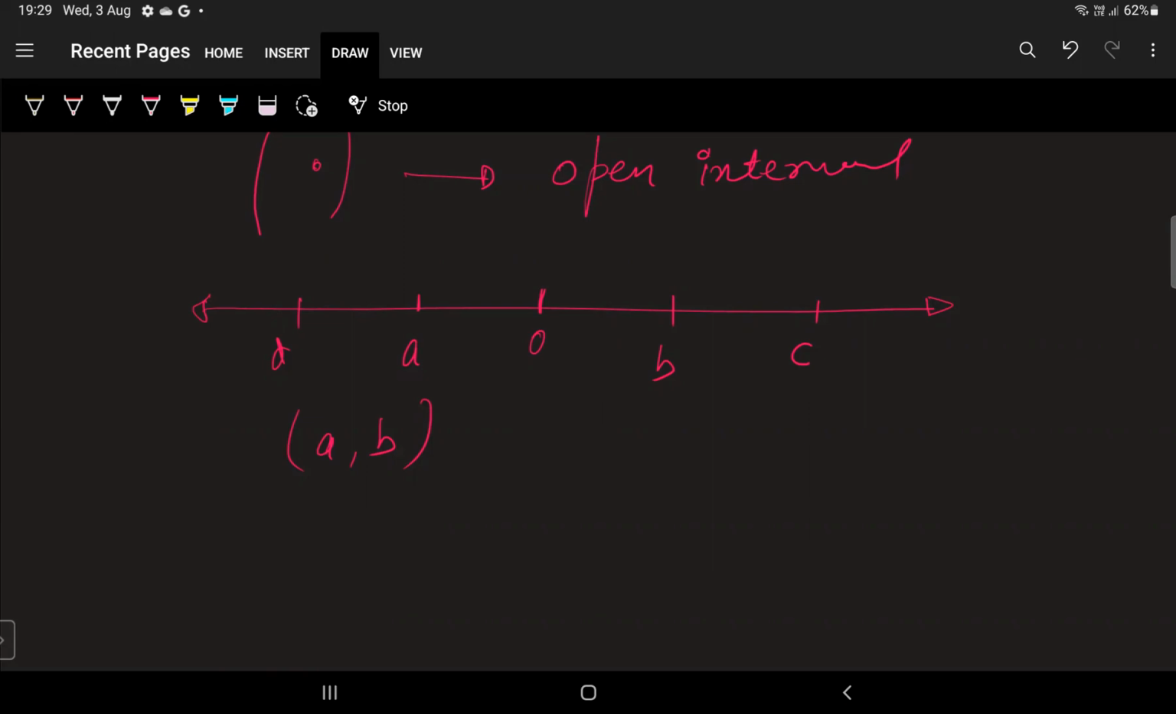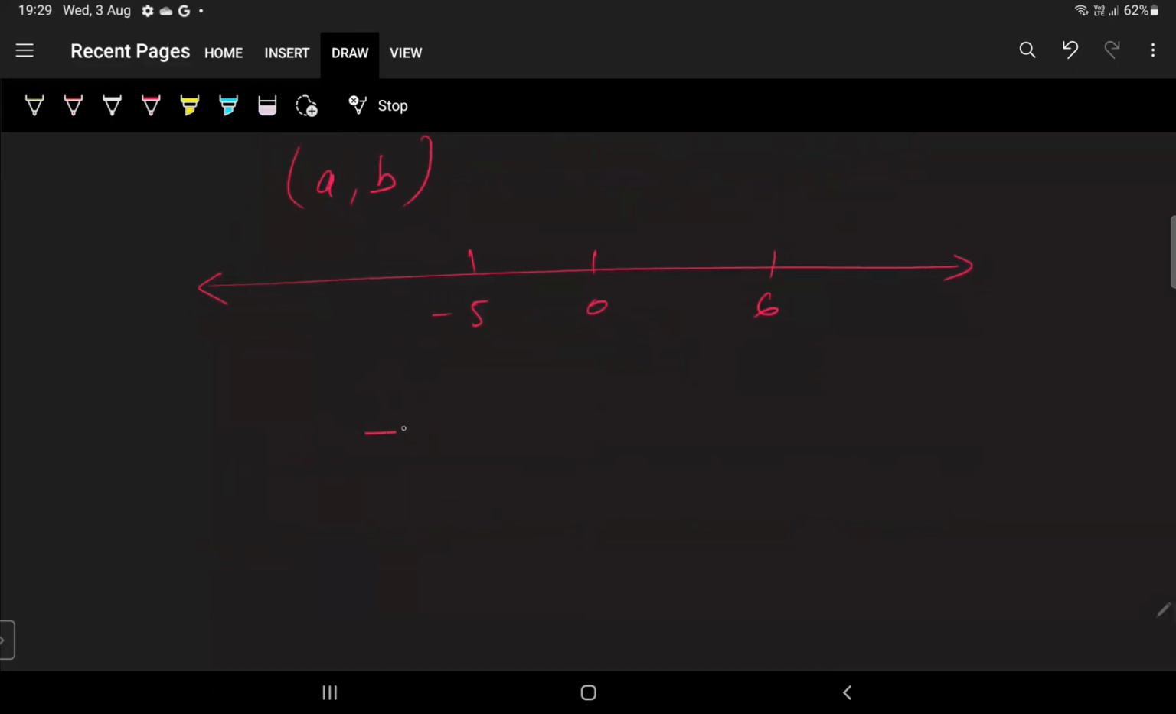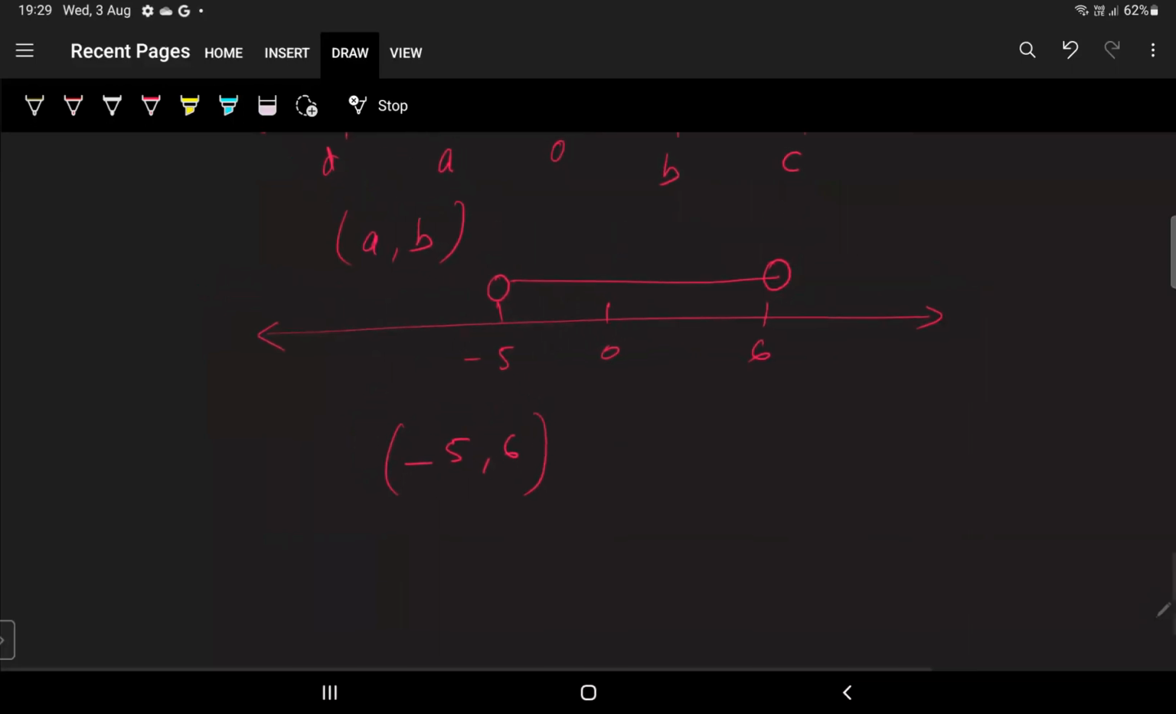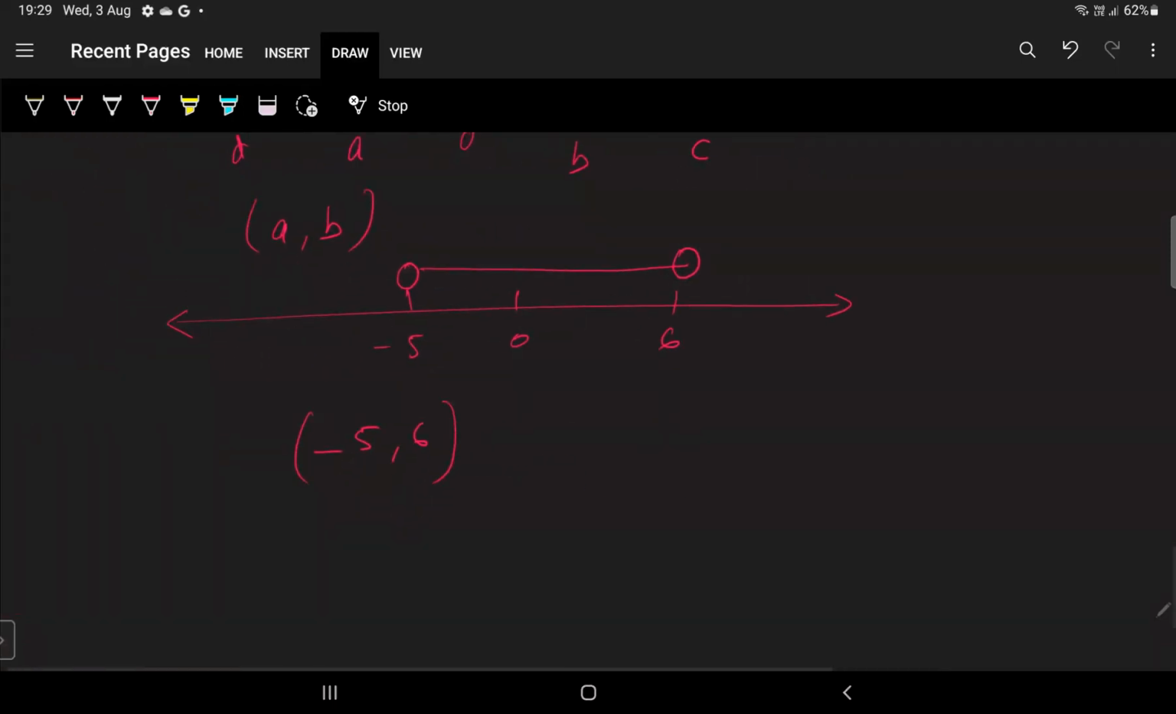So A and B are real numbers. Let's say A will be negative here because it is on the left side. Like I'll give you one more example. Like -5, with 0 here in the middle, and let's say 6. When we are writing -5 to 6, this means all the numbers in between -5 and 6. That's how we represent an open interval. All the numbers in between -5 and 6.